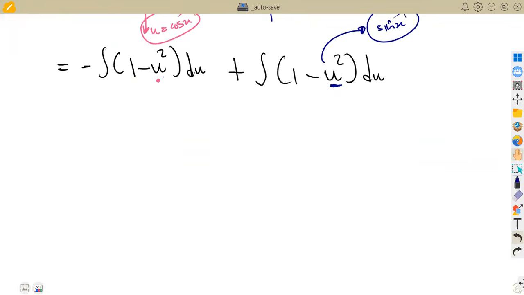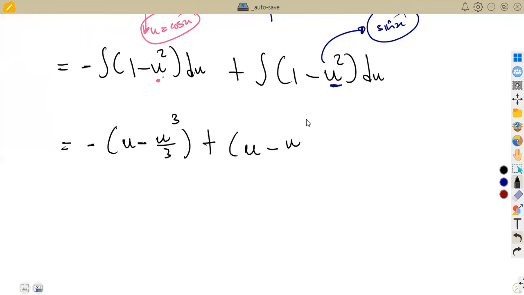So let us integrate this. This is going to be minus, and we integrate this. The integral of 1 gives us a u, so that will be u minus u to the exponent of 2, we add 1, so that will be u to the exponent of 3 over 3. Okay, plus we do the same thing here. 1 gives us a u minus u squared, which is u to the exponent of 3 over 3.